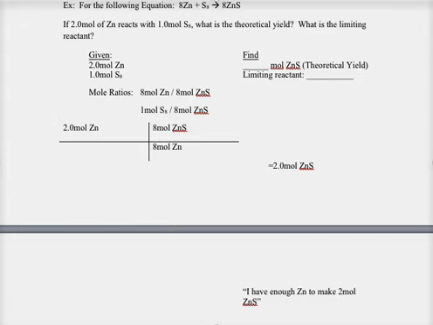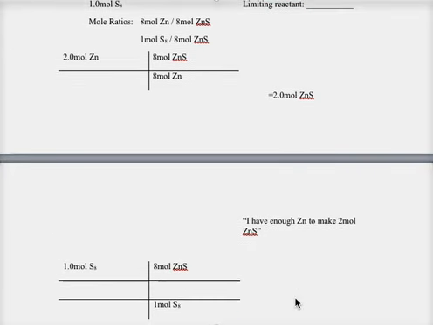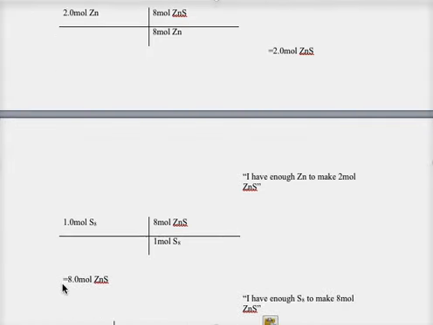Let's set up one more picket fence. All right, given that I have 1 mole of S8 to start, and I see from the balanced chemical reaction that there's a ratio of 1 mole of S8 for every 8 moles of ZnS, I can cancel out these two units and take 1 times 8 divided by 1, and let's see what I get. 8 moles of ZnS. So if I write this in plain English, it says, I have enough of the starting reactant S8 to make 8 moles of ZnS.